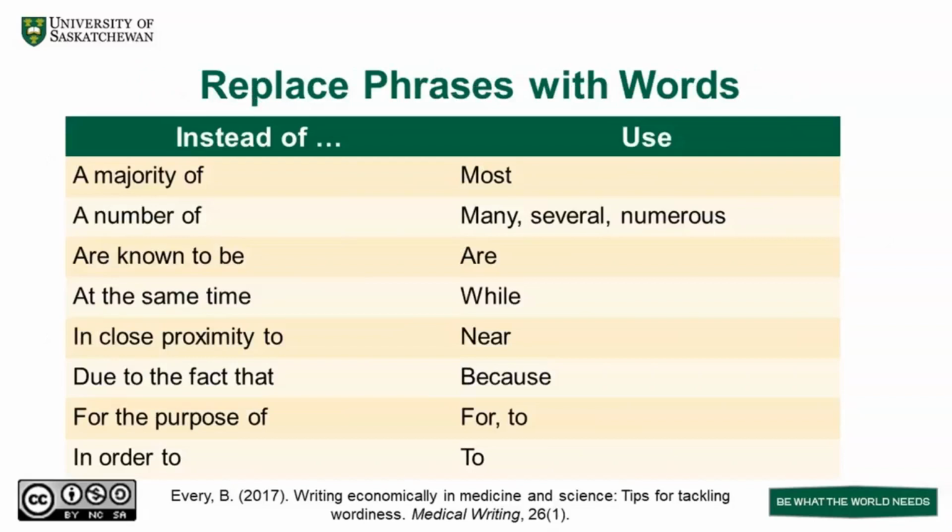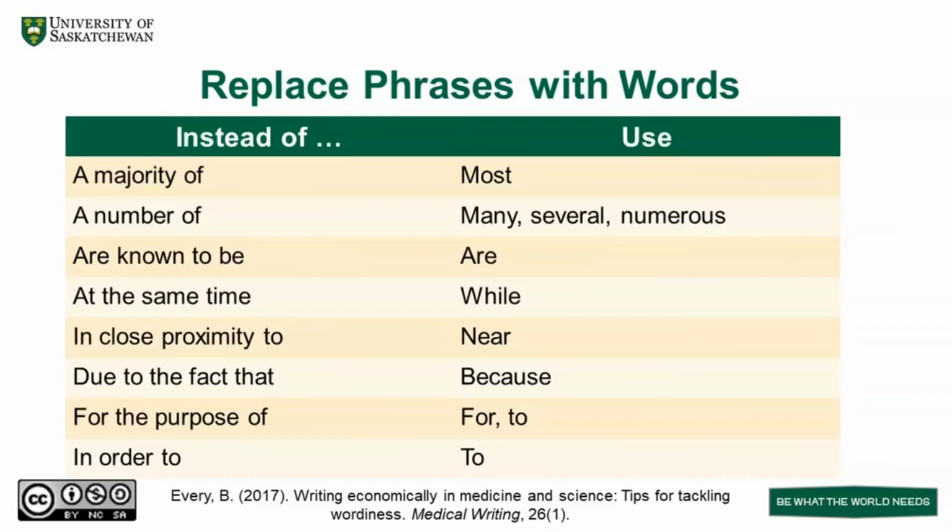So here we have some of the common ones that occur in academic writing. So a majority of can become most, a number of can become many, several, or numerous, are known to be can become are, at the same time can become while, in close proximity to can become near, due to the fact that can become because, for the purpose of can become for or to, and lastly, and this is the one that I do pay attention to the most, in order to can become to.